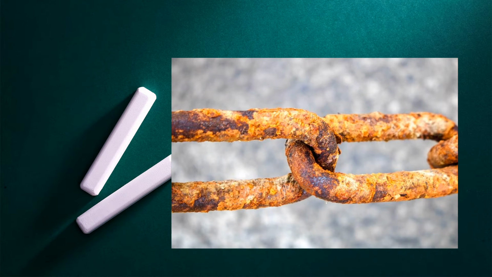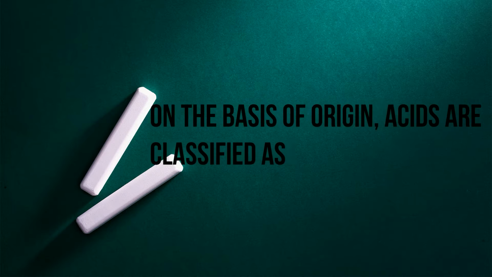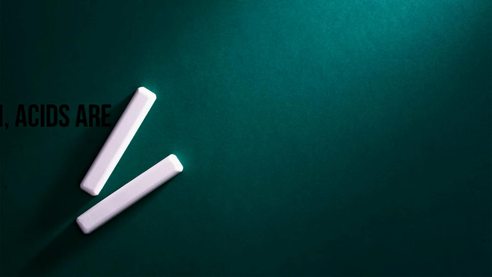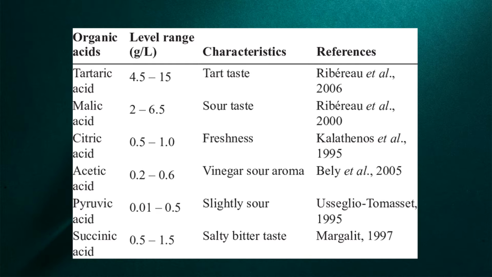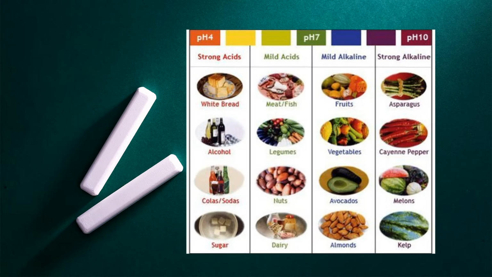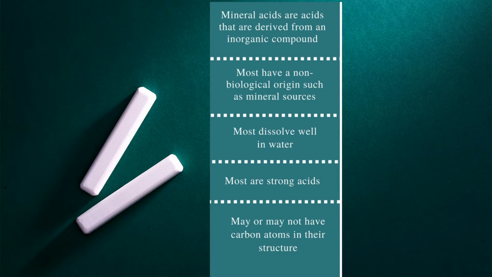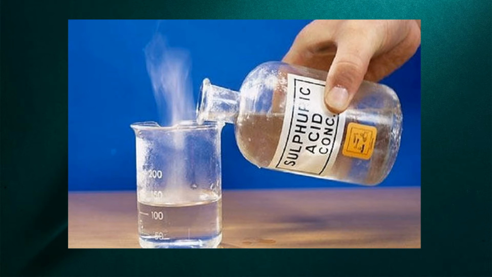Corrode metal surface quickly. On the basis of origin, acids are classified as: A. Organic acids, acids derived from living organisms like plants and animals. For example, citric acid is present in fruits, acetic acid present in vinegar, oxalic acid present in tomato, tartaric acid present in tamarind, lactic acid present in sour milk and curd. B. Mineral acids, they are also called inorganic acids. They are dangerous. Example: sulfuric acid, H2SO4, hydrochloric acid, HCl, etc.